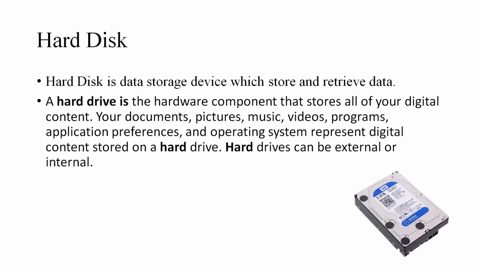The next internal component of a system unit is the hard disk. A hard disk is a data storage device which stores and retrieves data. A hard drive is the hardware component that stores all of our digital content: our documents, pictures, music, videos, programs, application preferences, and operating systems. Hard drives can be external or internal. We are going to discuss it in detail in the storage section, when we cover the storage components of a computer system.